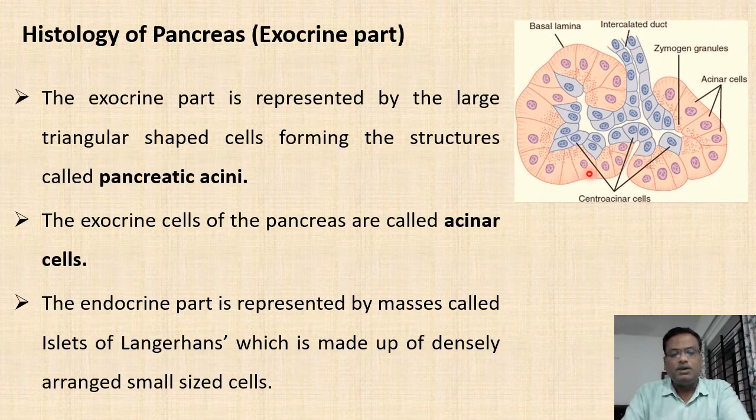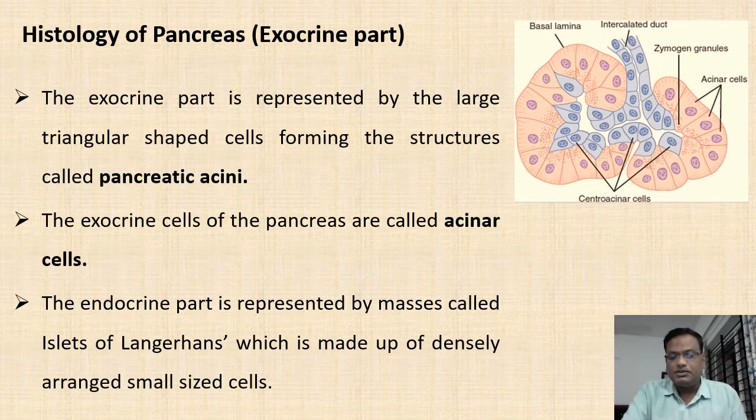Now, the exocrine cells of the pancreas are called acinar cells. So this structure is going to be called acini, and each cell which is involved in the functioning of the pancreas is called an acinar cell. Whereas the endocrine part of the pancreas is actually represented by islet of Langerhans, and islet of Langerhans is made up of smaller sized cells.